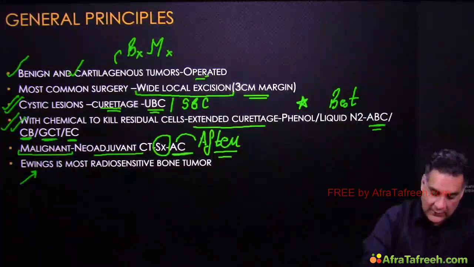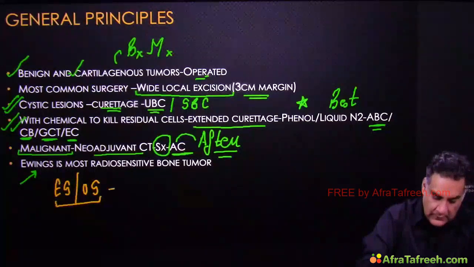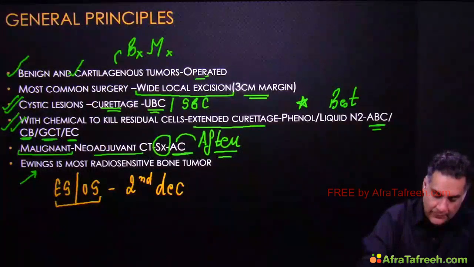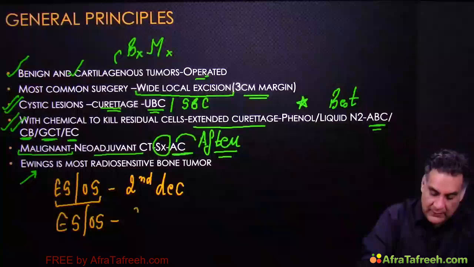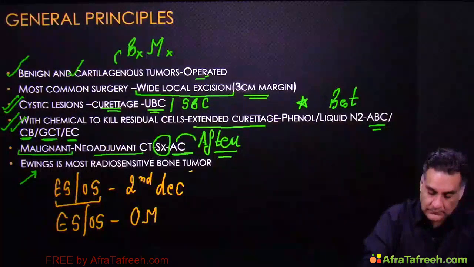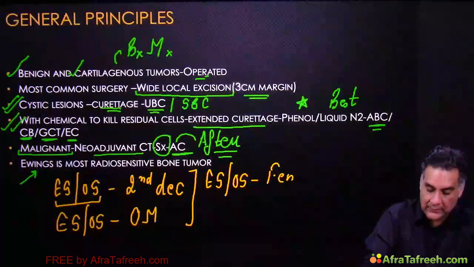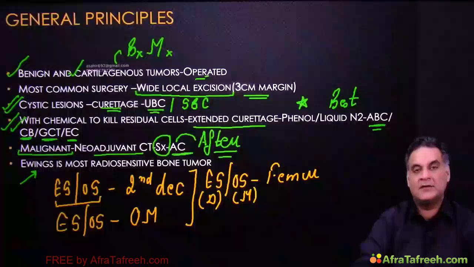But there's something I want to tell you. Both Ewing's and osteosarcoma, they peak in the second decade. Both Ewing's and osteosarcoma, they present like osteomyelitis. Both Ewing's and osteosarcoma, most common bone involved is femur. The only difference, osteosarcoma will involve the metaphysis, Ewing sarcoma will involve the diaphysis.